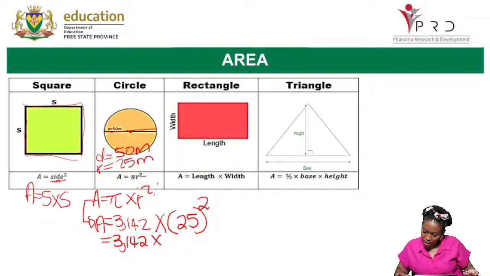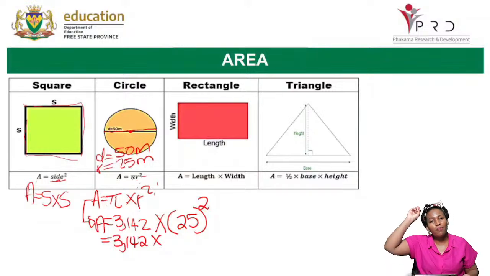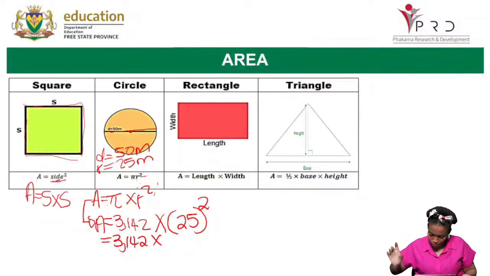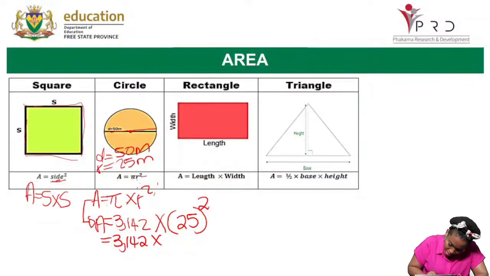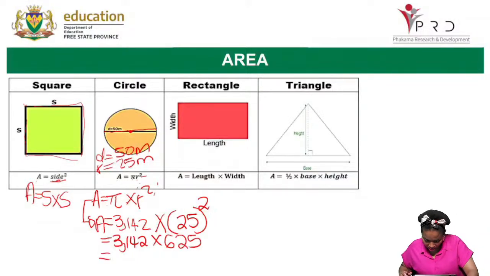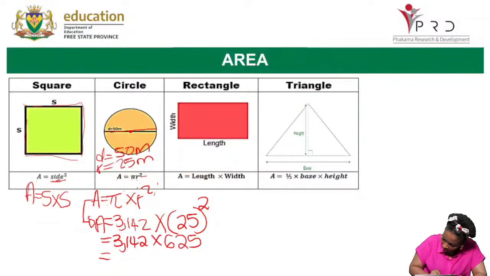You take out your calculator. On your calculator, 25 squared means 25 multiplied by 25. Not 25 times 2, please, no. So this is 25 times 25, and I am getting 625. And then we multiply this by 3.142. The answer that I'm getting there, I hope you are getting the same answer. It is 1963.75.